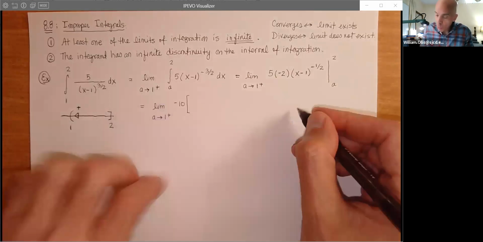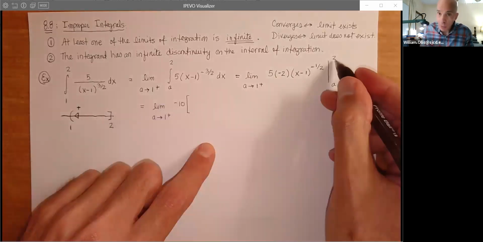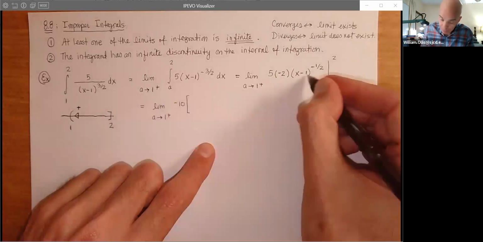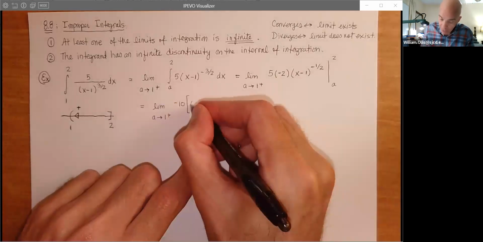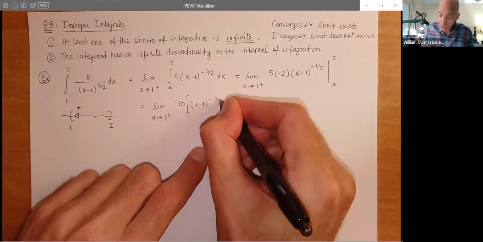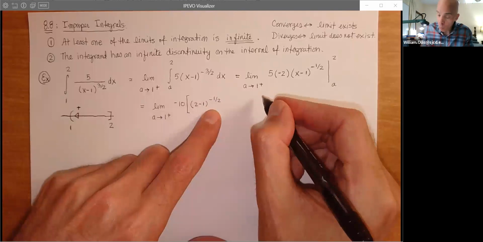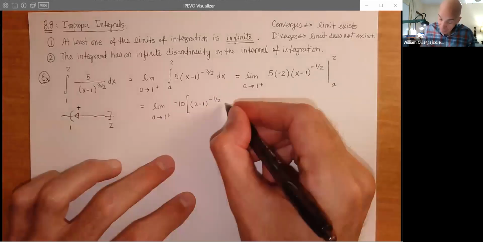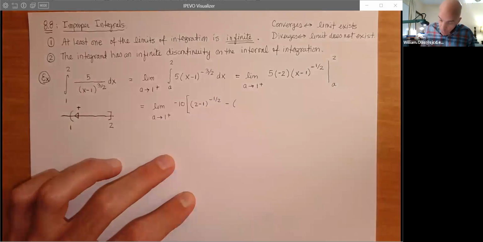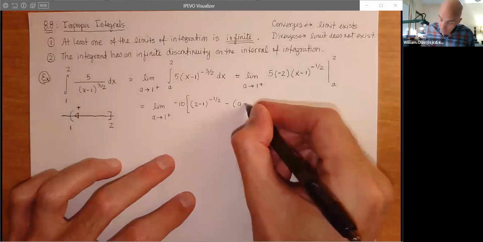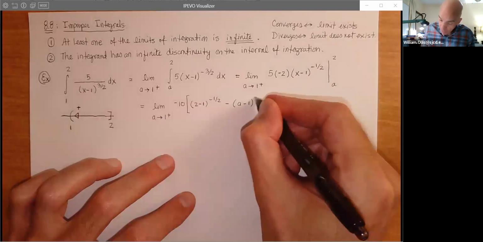And so now we want to apply the 2, replace x with 2. So that'll give us 2 minus 1, so we have 2 minus 1 to the -1/2. That's just essentially 1 to the -1/2, which is 1. And then we apply the a. So this will be a minus 1 to the -1/2.